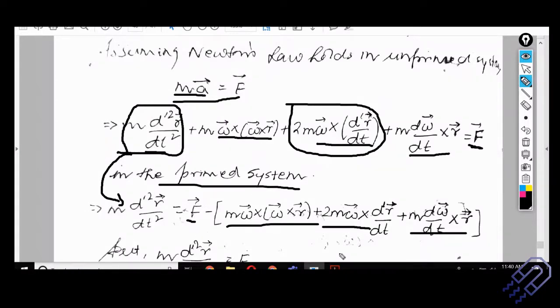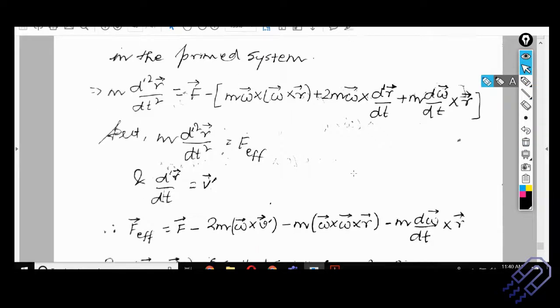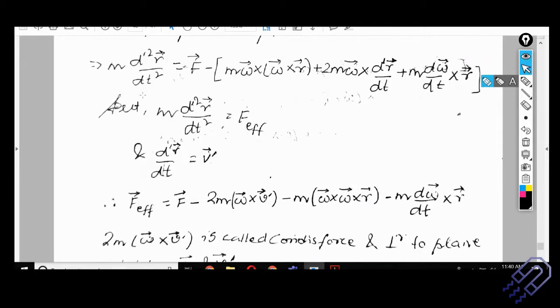And this acceleration component doesn't mean that it will exist every time. As I said, this term can easily become zero when the body is not having a velocity in that moving frame of reference. Okay, so this should be clear. So what we say usually is that this particular term can be written as the effective force, and this is the effective force.